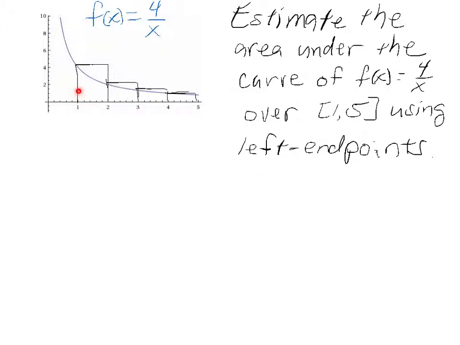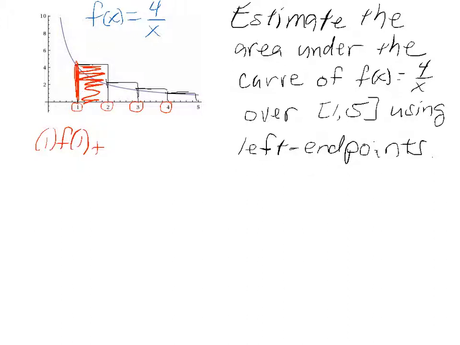Since we're using left endpoints, that is this point here, this point here, this point here, and this point here, and we stop because we're only going from 1 to 4. If I plug 1 into the function, that gives me this point on the curve, and that gives me the height. The width is simply 1. So to compute the area of this rectangle, I plug in 1 for the width, and to get the height, I plug in f of 1.